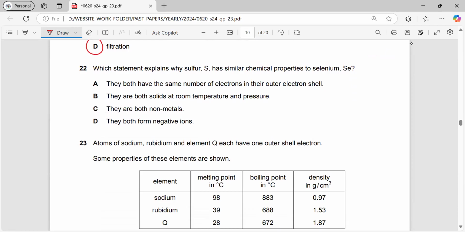This statement explains why sulfur has similar chemical properties to selenium. Sulfur and selenium both are present in the same group. They both are present in group 6 of the periodic table. If they both are present in group 6, that means both of them have the same number of electrons in their outer shell. And the chemical properties depend upon the number of electrons in the outer shell. So this one is A.